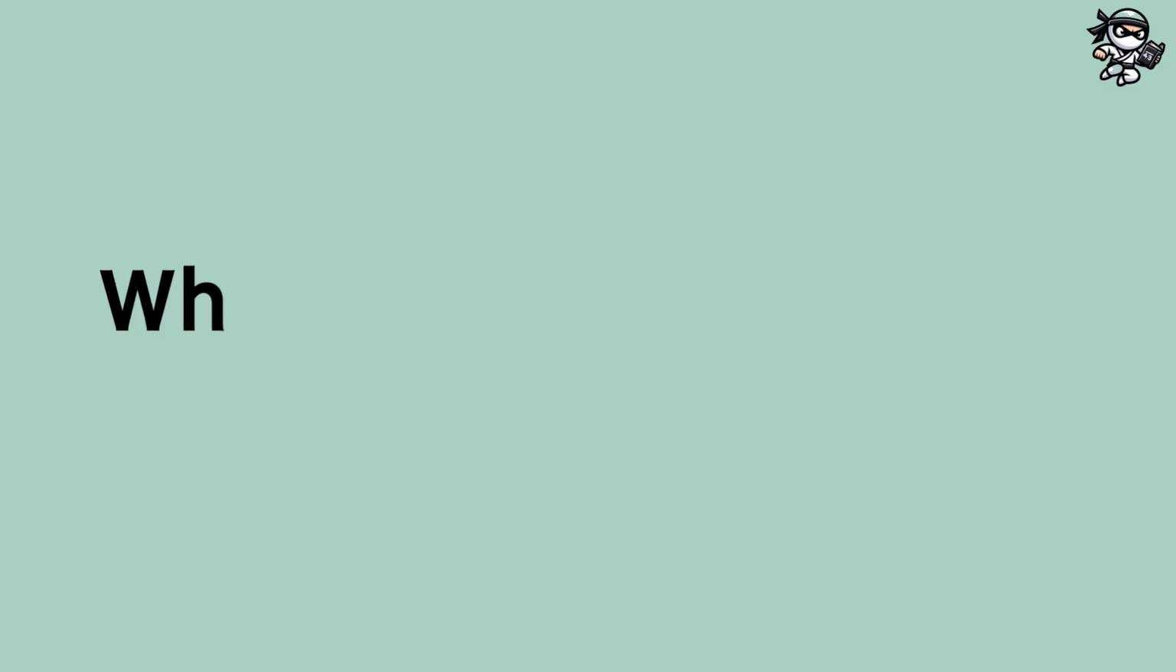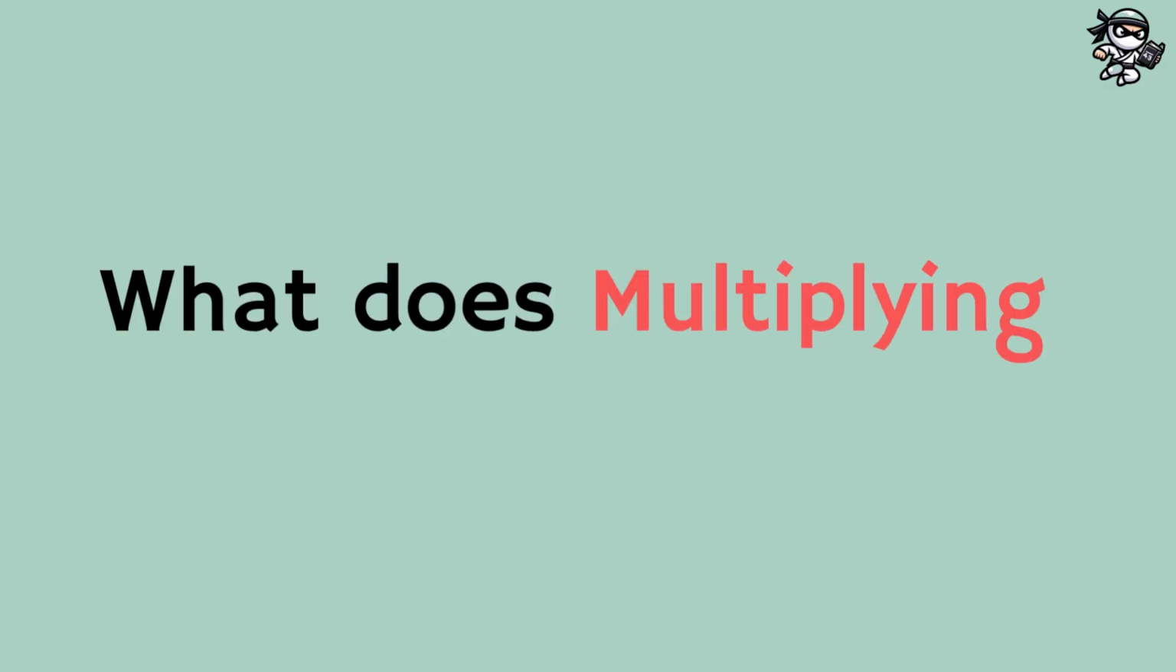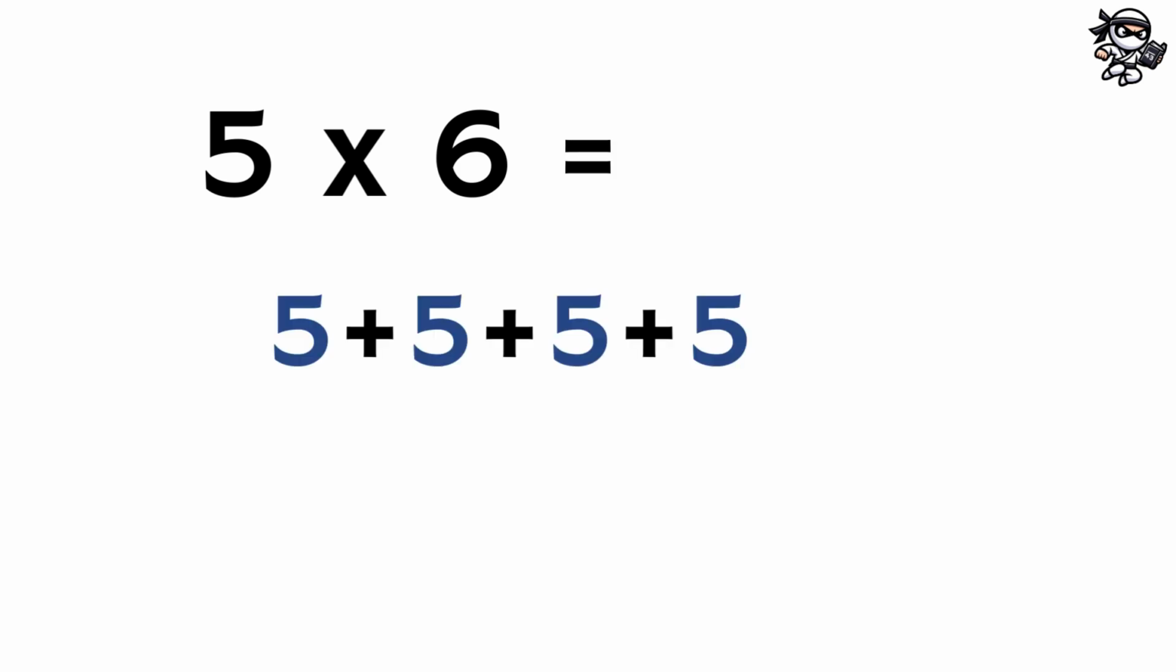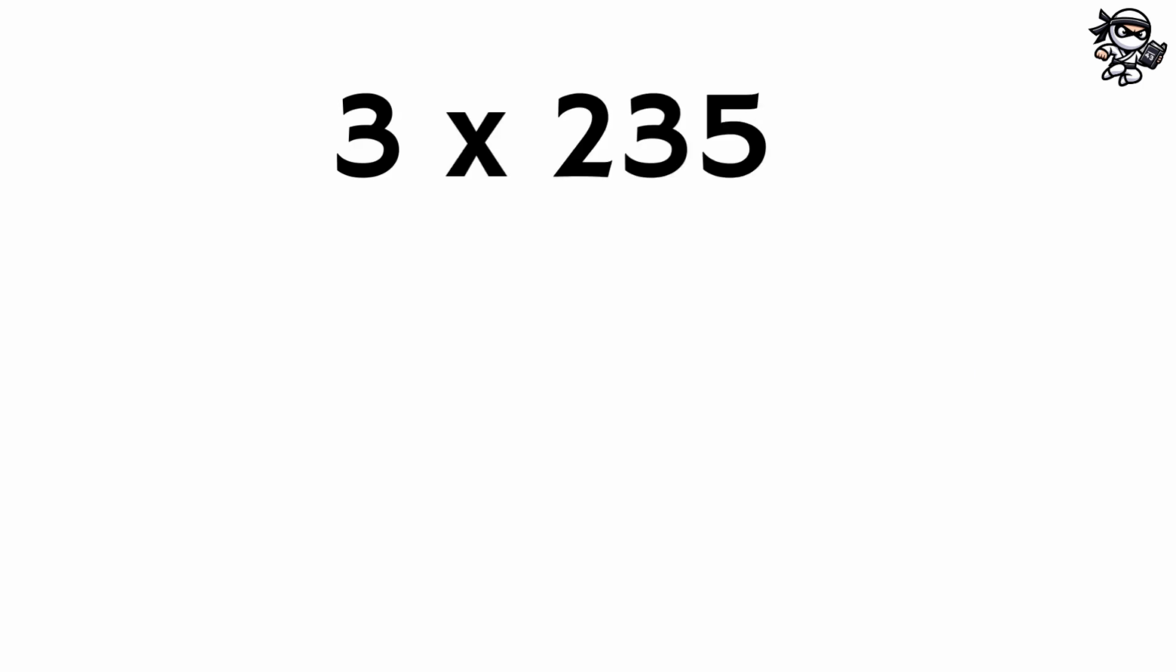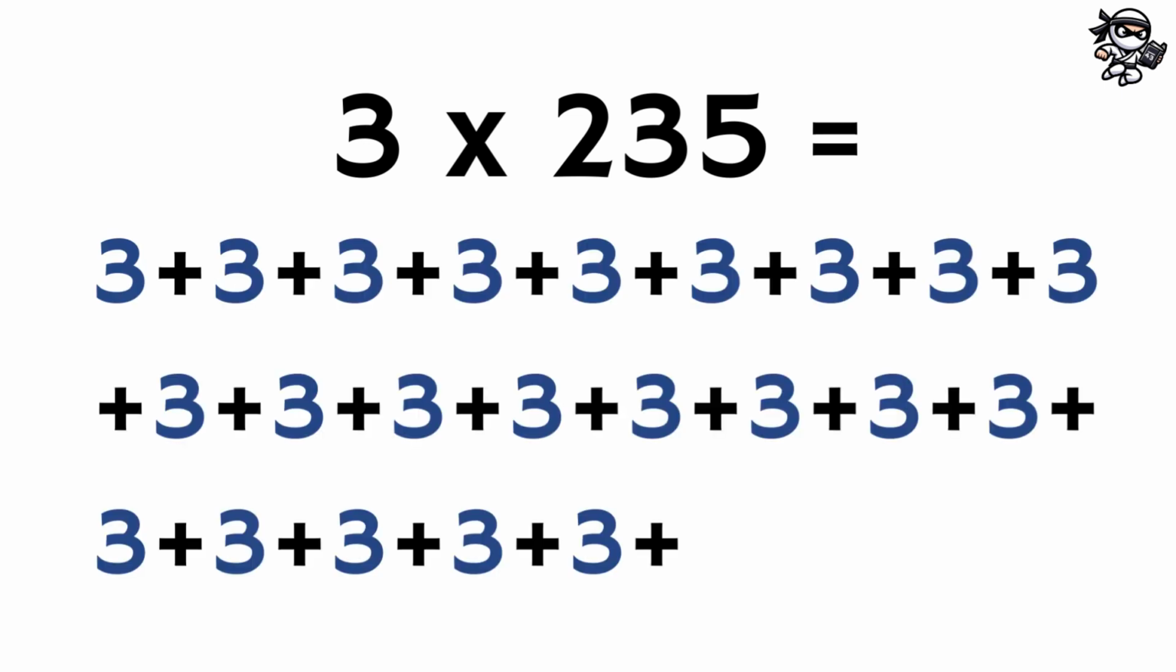Before we look at exponents, let's first remember what multiplying means. If we see 5 times 6, that means we have 6 groups of 5. So 5 plus 5 plus 5 plus 5 plus 5 plus 5. And that equals 30. The reason we write 5 times 6 instead of adding all the 5s is because it's much easier to do. Imagine if we have to write 3 times 235. Do you really want to write out 3 plus 3 plus 3 plus 3, 235 times? No way. That would take way too long.